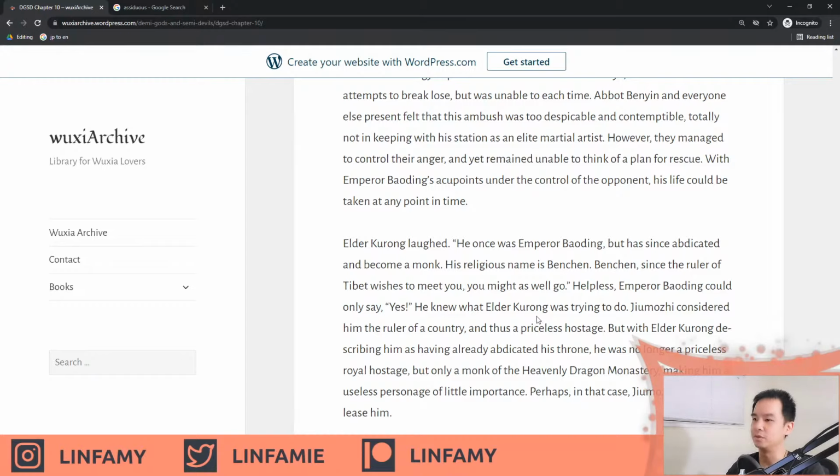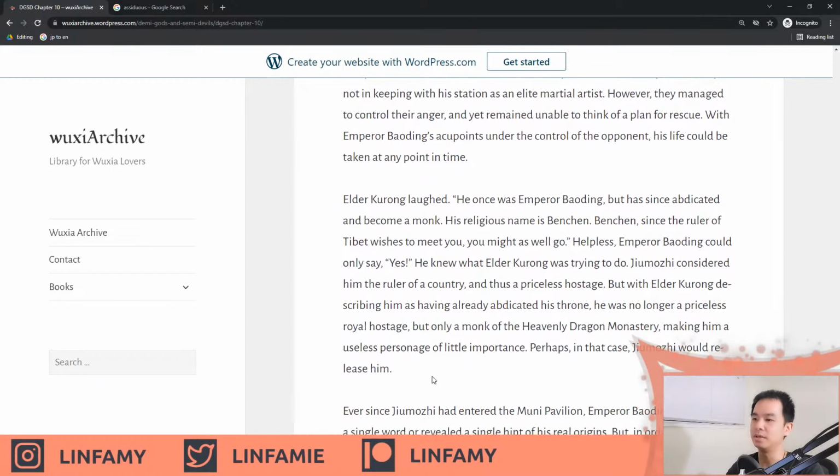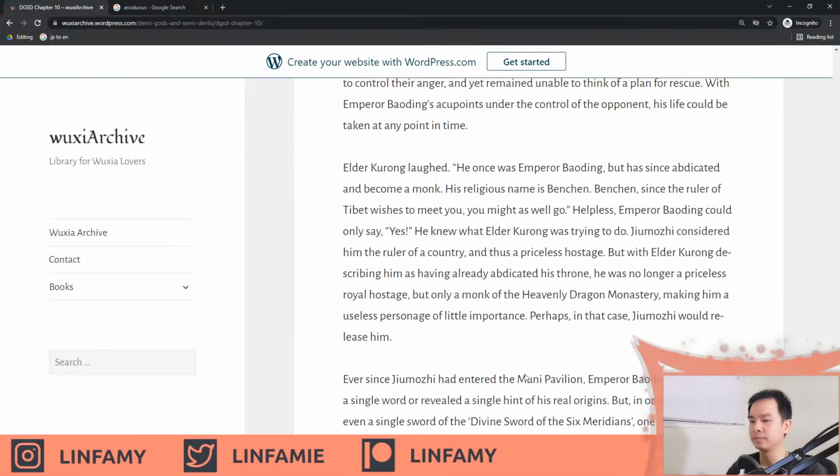He knew what Elder Kurong was trying to do. Jiumozu considered him the ruler of a country, and thus a priceless hostage. But with Elder Kurong describing him as having already abdicated his throne, he was no longer a priceless royal hostage, but only a monk of the Heavenly Dragon Monastery, making him a useless personage of little importance. Perhaps, in that case, Jiumozu would release him.